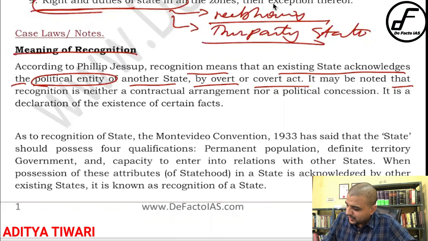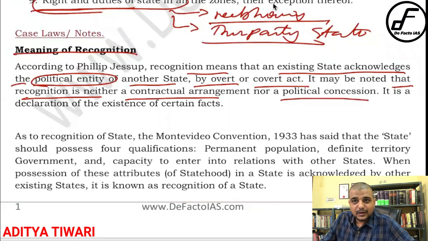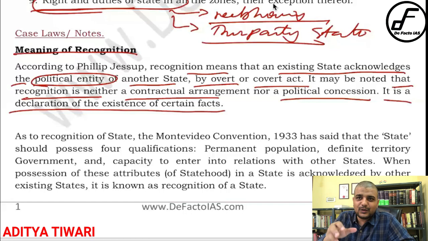It may be noted that recognition is neither a contractual agreement nor a political concession. It is a declaration of the existence of a certain fact. It means if you do not recognize a particular state, that doesn't mean that the state does not exist. You are recognizing something which is already existing. That is the fundamental point: it is already there, and you are doing nothing new. So that is the one point you have to keep in mind.